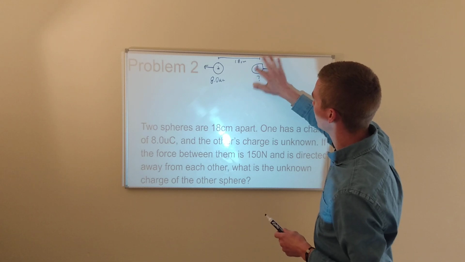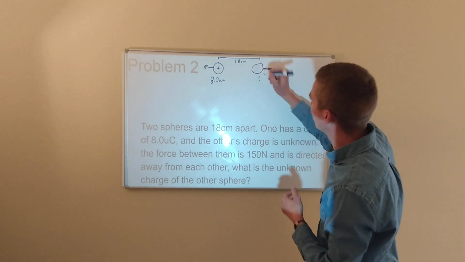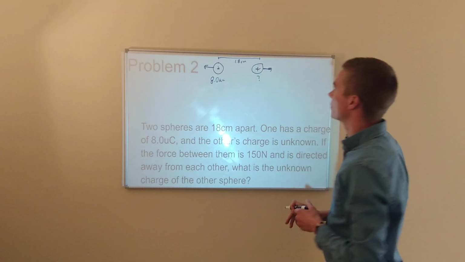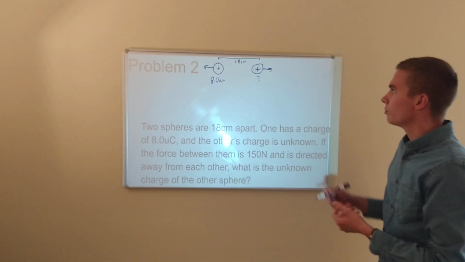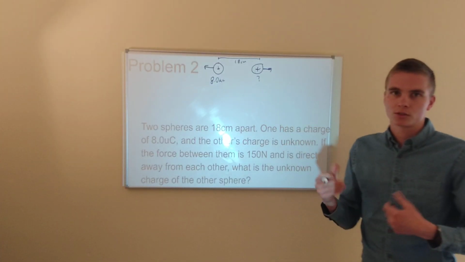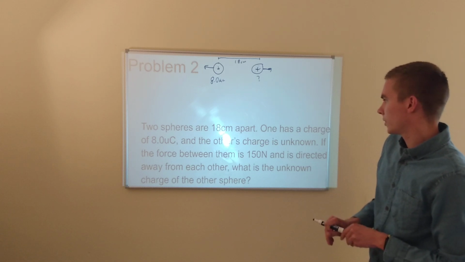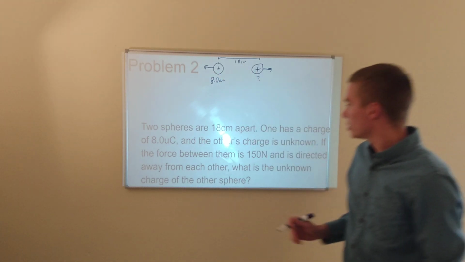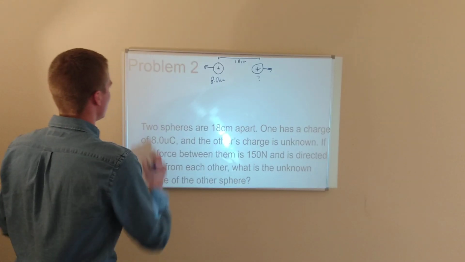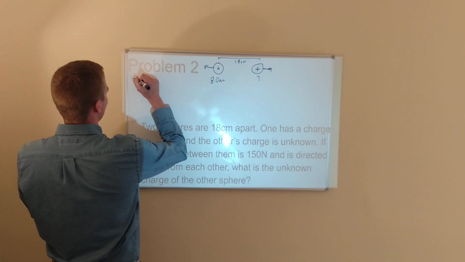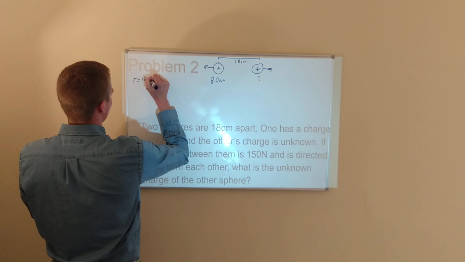Let me redraw that. There we go. Okay, so we have two positive charges, but we don't know the magnitude of the charge on this particular sphere. Okay? I'm going to write some of my knowns up here. Okay, so of course, my R value is 18 centimeters.